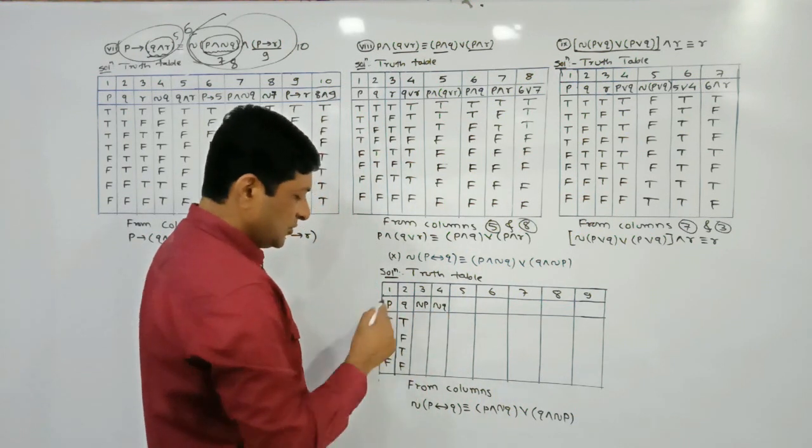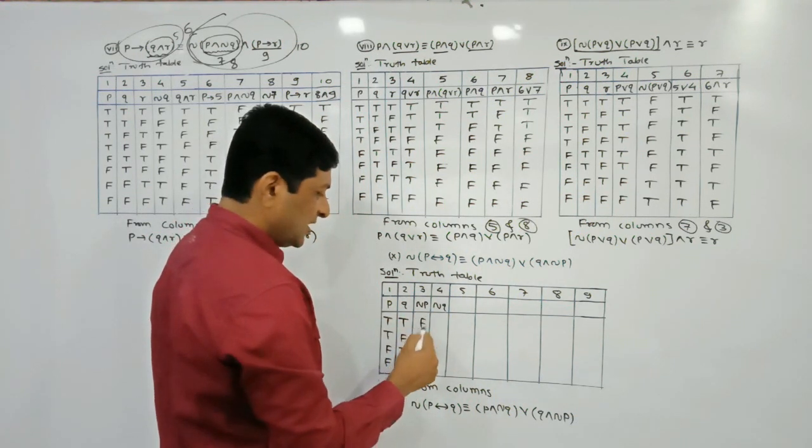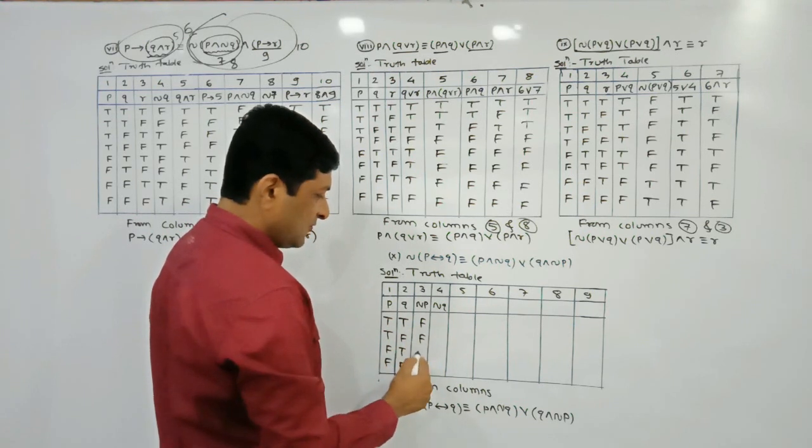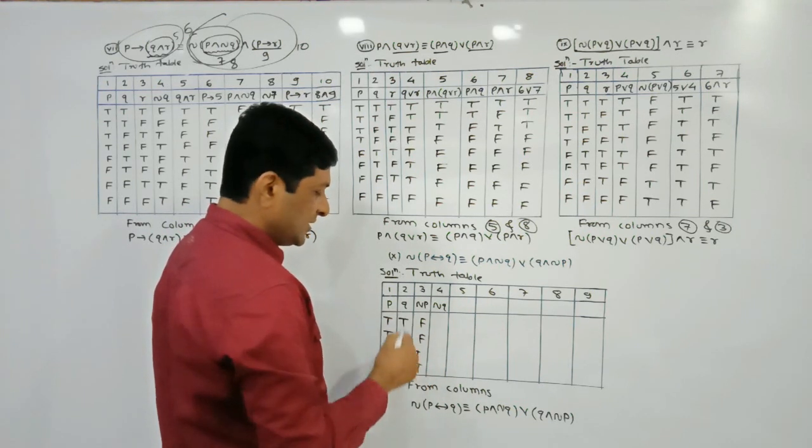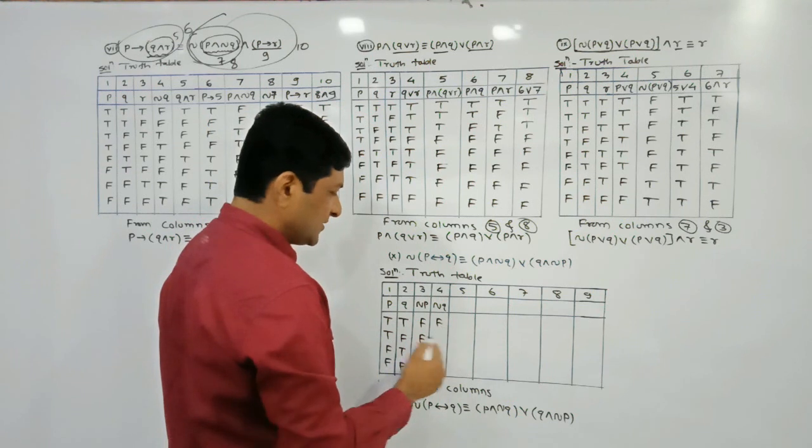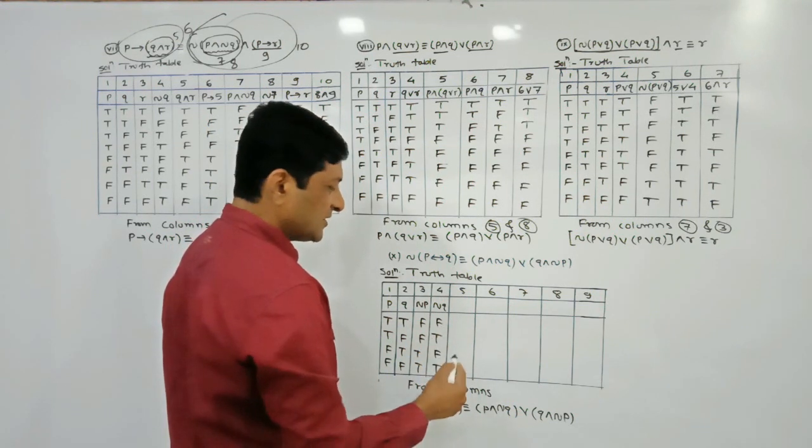So find out negation of P. Negation of true is false, and negation of false will be true. Now find out negation of Q. Negation of true is false, negation of false is true. Again, negation of true is false, negation of false is true.